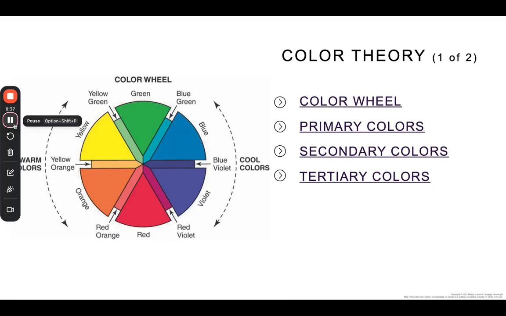Then we have complementary colors. And I'm not sure if you guys can see my mouse, but complementary colors sit opposite each other on the color wheel. They are directly opposite each other on the color wheel. So when you mix these complementaries in equal parts, you're always going to get a neutral or a muddy brown.